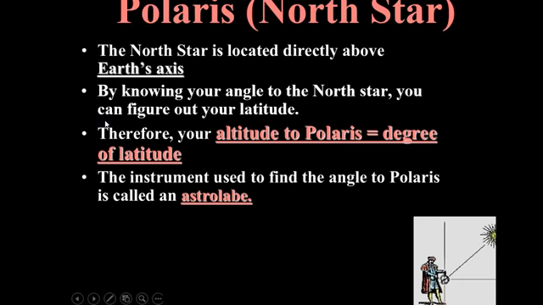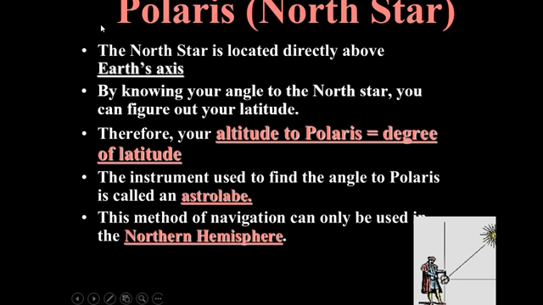The instrument that's used to find your angle to Polaris is called an astrolabe. It's what this gentleman down here is using to get the angle from his location on Earth at the horizon up until this beautiful Polaris star. This method of navigation can only be done in the northern hemisphere. Why? Because if you're in the southern hemisphere, you can't see the North Star. You won't be able to see it at all. So any location that's in the southern hemisphere has to use a different line of reference for navigation. Polaris is only found in the northern hemisphere.